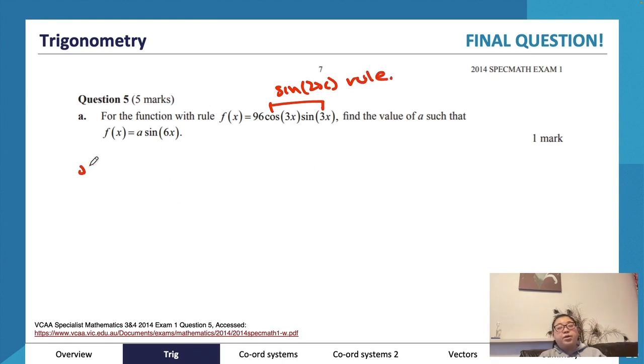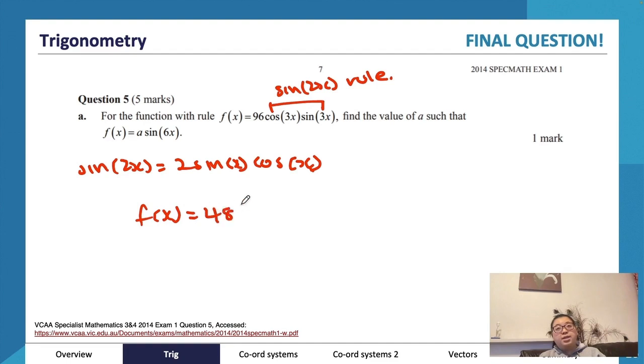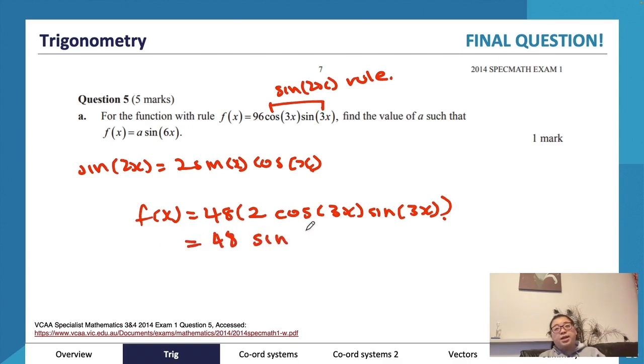Right? And we know sine 2x is going to be equivalent to 2 sine x cos x. So we need 2 here, so what we're going to get is f(x) will equal 48 times 2 cos 3x sine 3x. And we can just treat the 3x as if they were x, so all we need to do is double them. So what we'll get here is 48 times sine 6x. So therefore, we're going to say that a is 48.